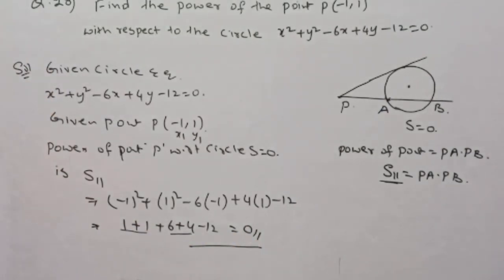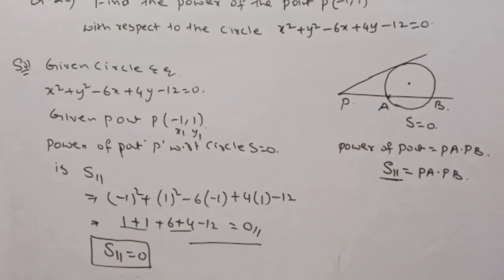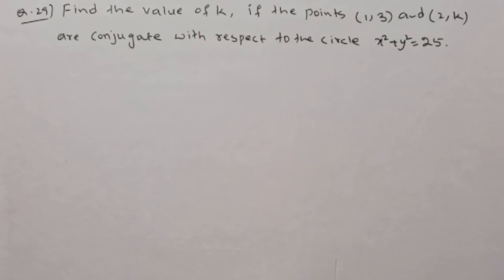Power of the point S11 equal to 0 means what? The point is on the circle. Okay, that's all. Thank you.